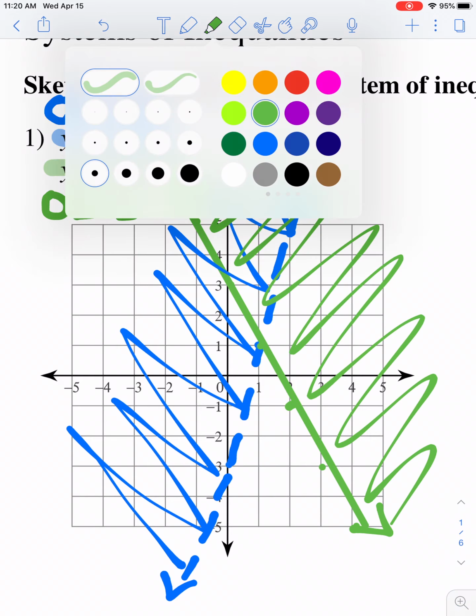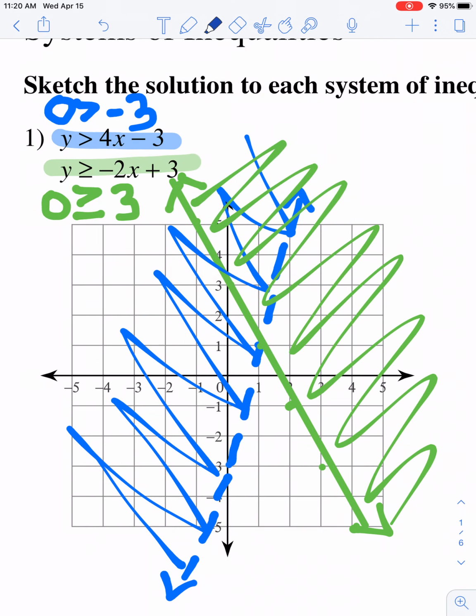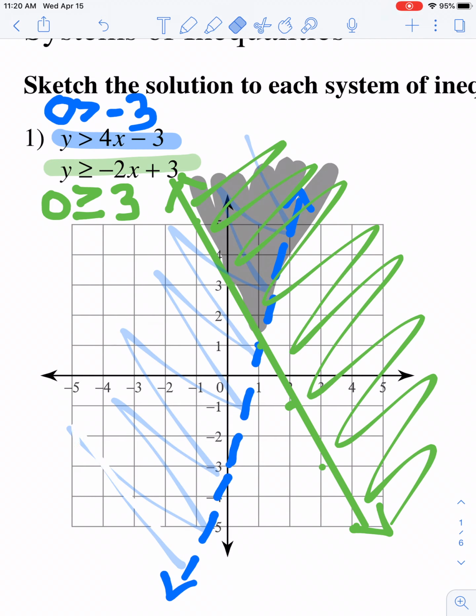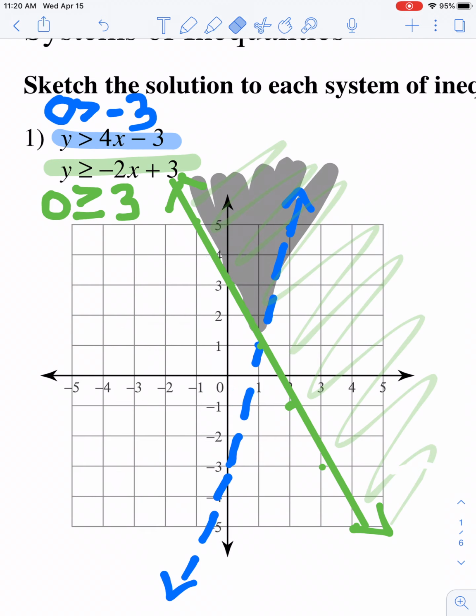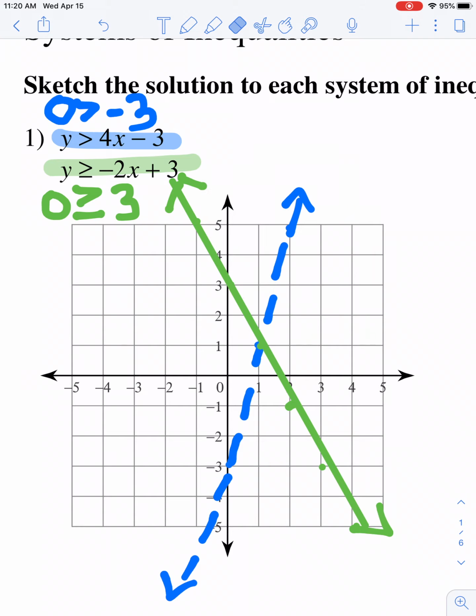So everyone see that? So where the two overlap in here is my solution. Okay, so I would actually get rid of all of that. So I'm going to redraw that. My solution again is in here. That's where they overlapped when I shaded.